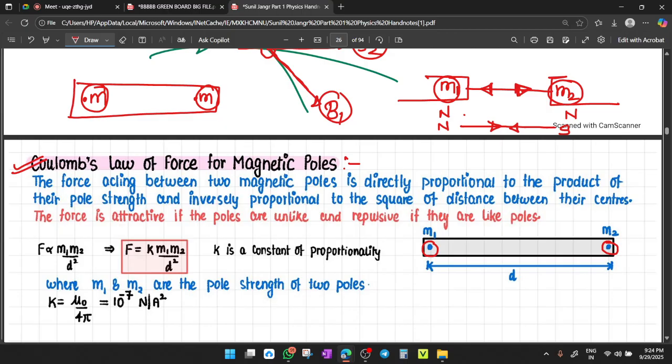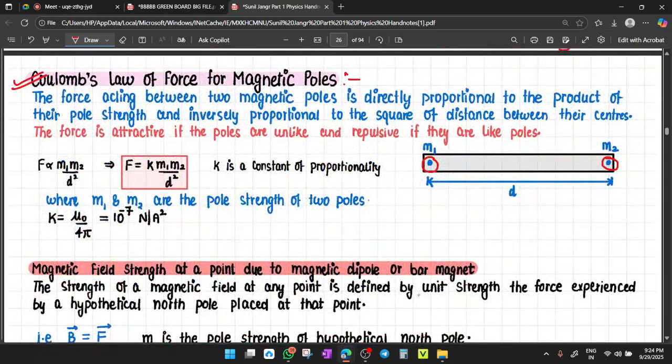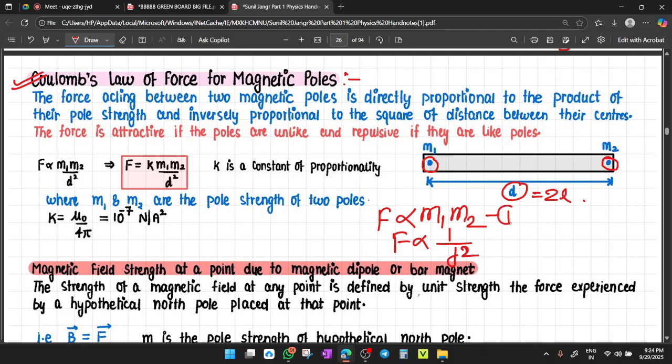It is directly proportional to the product of their strengths, and inversely proportional to the square of the distance between their centers, meaning the effective distance. This is called 2L. So what is the formula for Coulomb's law of force for magnetic force? The force is directly proportional to the product of their pole strengths, and inversely proportional to the square of the distance between them. Here the distance is d, so it is d square. Give these equation numbers 1 and 2.